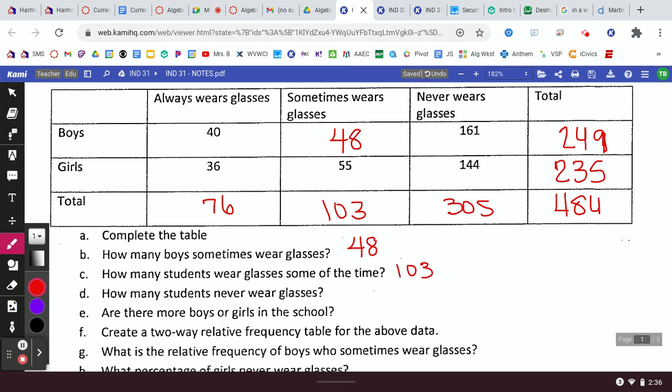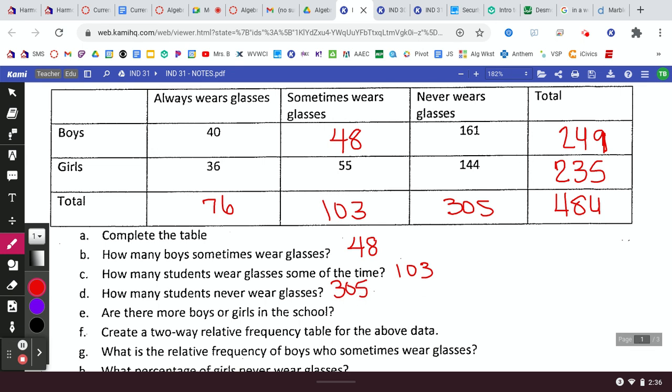How many students never wear glasses? Logan, what do you think? Can Bella and Logan put your heads up? Thanks. What do you think, Logan? How many students never wear glasses? I want the total, yeah, boys and girls. It says how many students never wear glasses. So the total boys and girls. Yeah, there you go, 305.